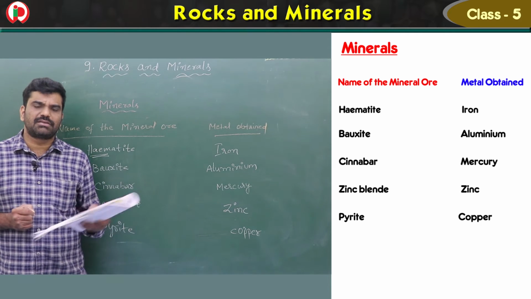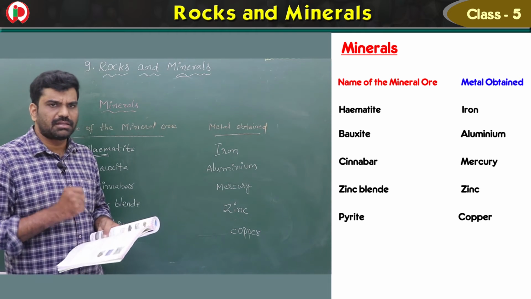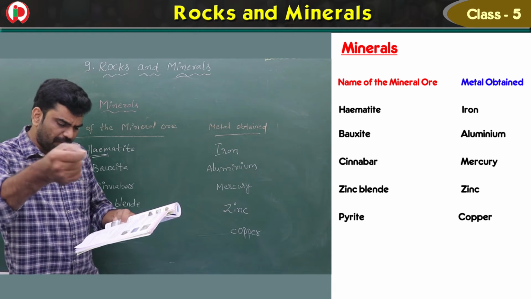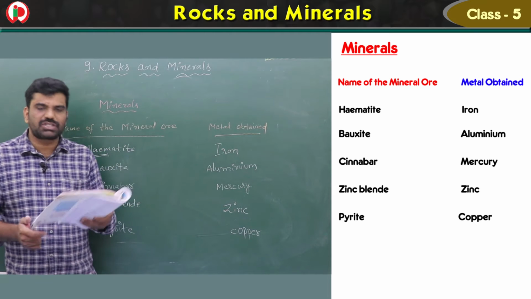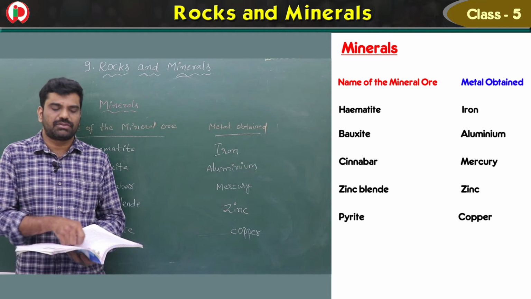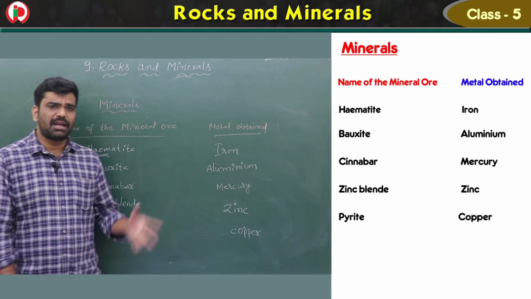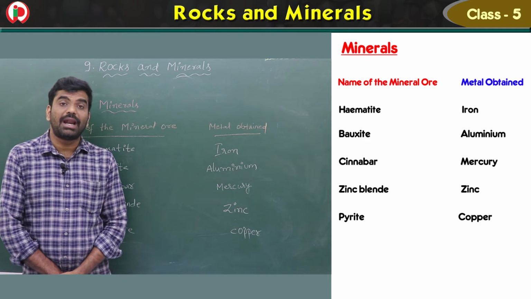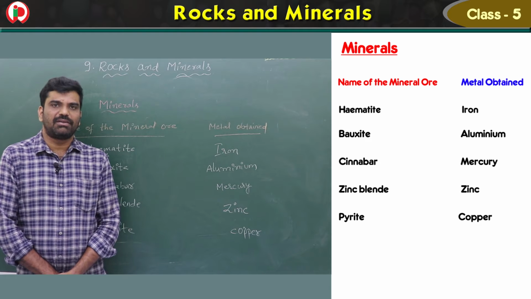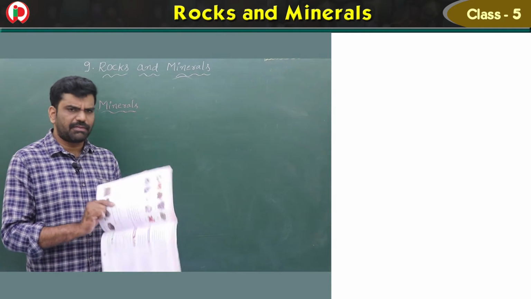So all these are metallic minerals. Now let's go for the non-metallic minerals. They can be solid, liquid, or gas. Coal and petrol are the most common non-metallic minerals. So far we have learned about metallic minerals and non-metallic minerals. Metallic minerals are on the board. Then what are non-metallic minerals? Coal and petrol.